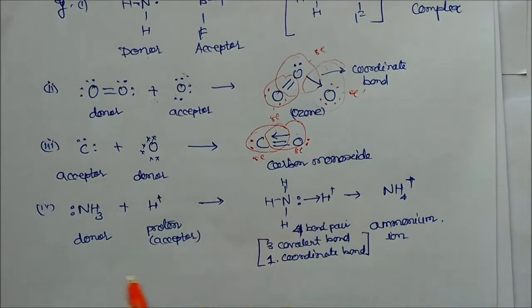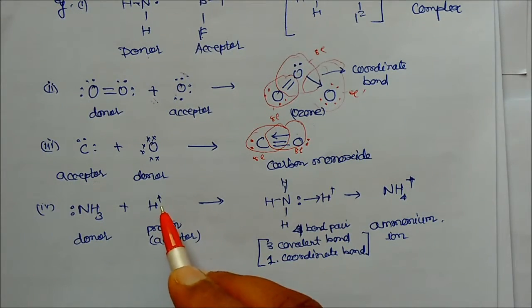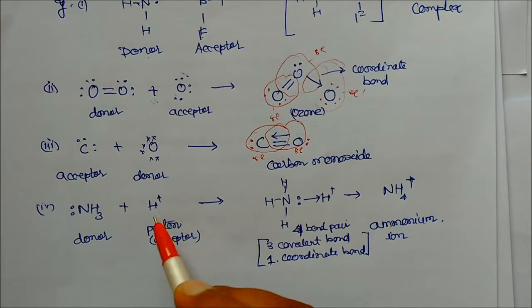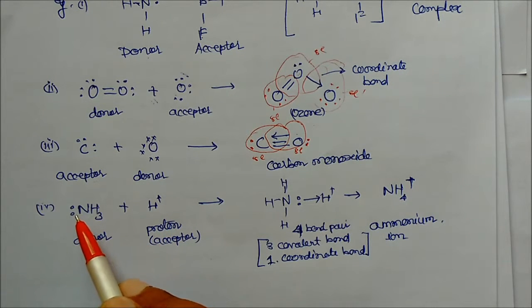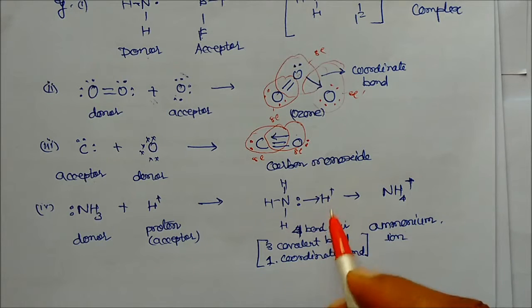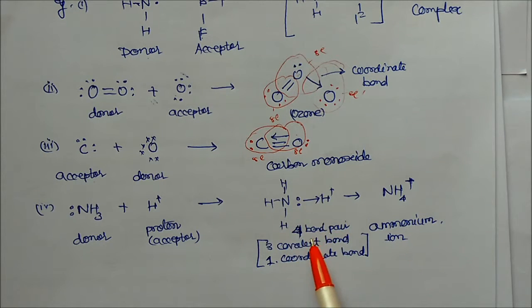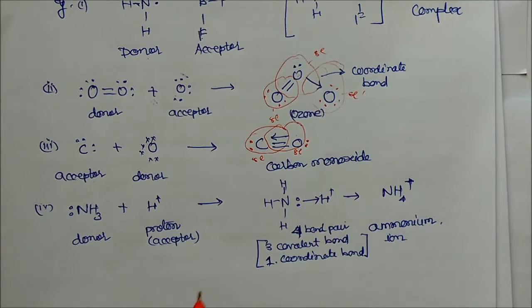Similarly, you can see here ammonia and this one proton H plus, meaning they have no electron valences, only a proton is there. Here the lone pair is given to this hydrogen H plus. So here we can see there are 4 bond pairs, no lone pair. Ammonia has 1 lone pair, but here it says 4 bond pairs. So 3 covalent, 1 coordinate bond, and it becomes an ammonium ion.